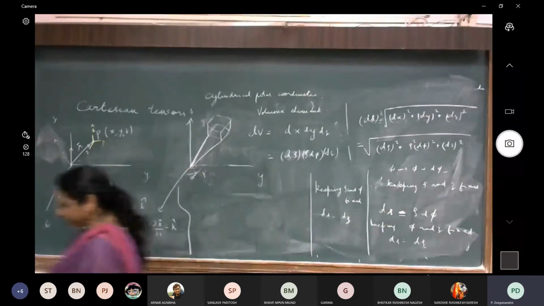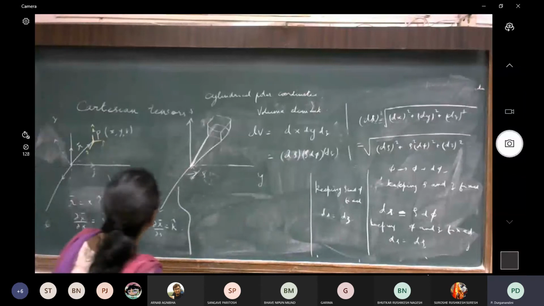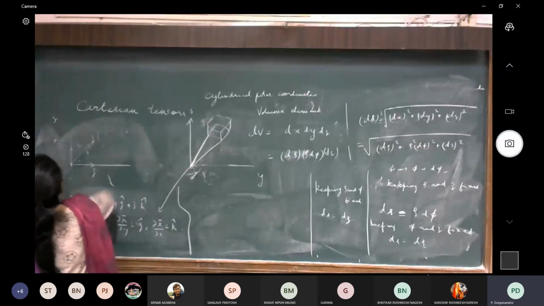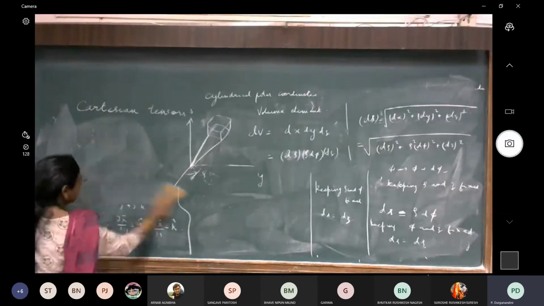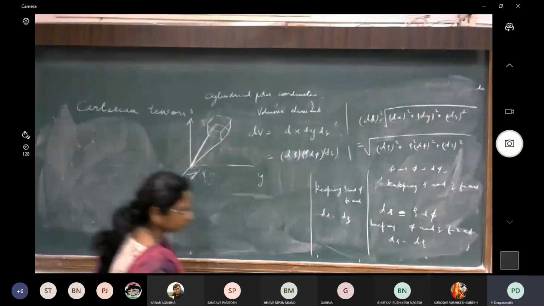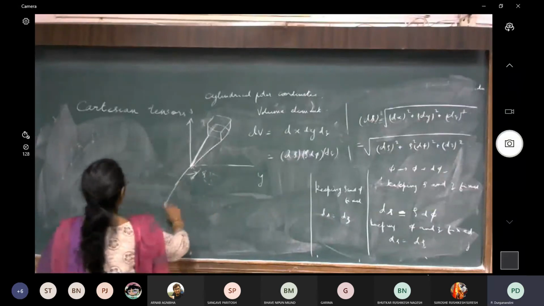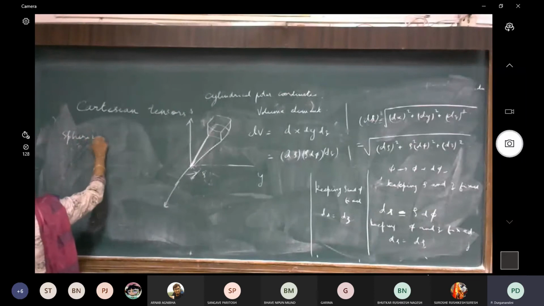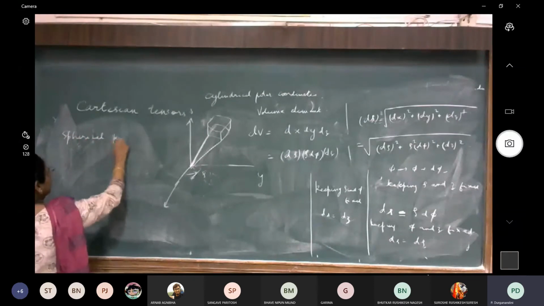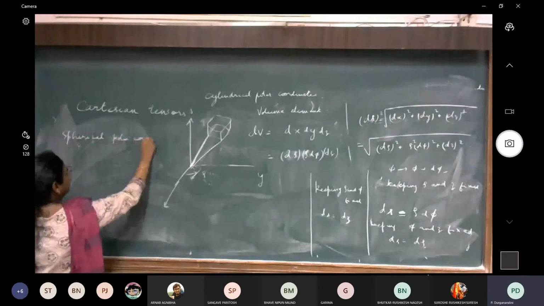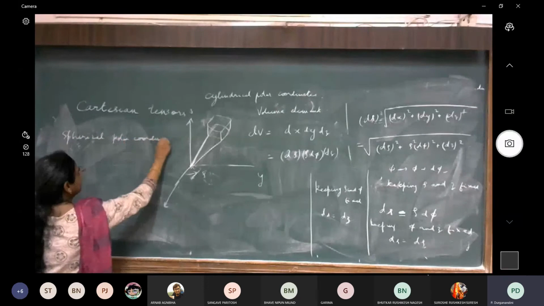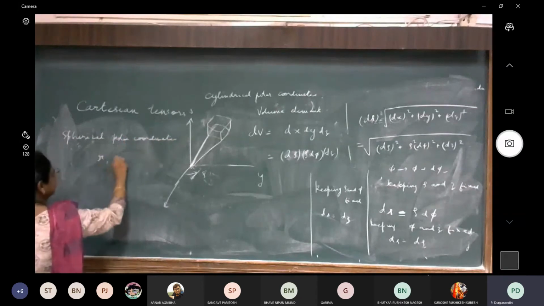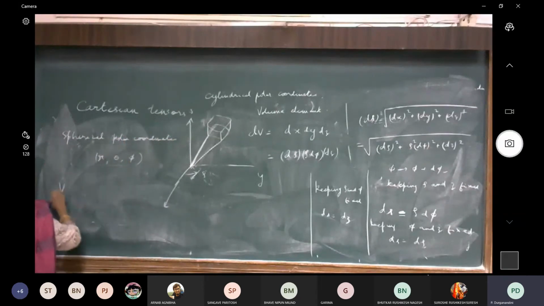Now, in the same way, if I do the same thing for spherical polar coordinates, what is the volume element? I've written down the spherical polar coordinates a little earlier. So if I have these spherical polar coordinates, r, theta, phi, what is the volume element dv in this?